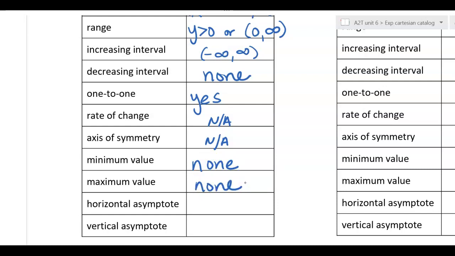And what kind of asymptote are we seeing in this function? Y equals 0, which is a horizontal asymptote. So we'll put that there, and there isn't any vertical type of boundary.